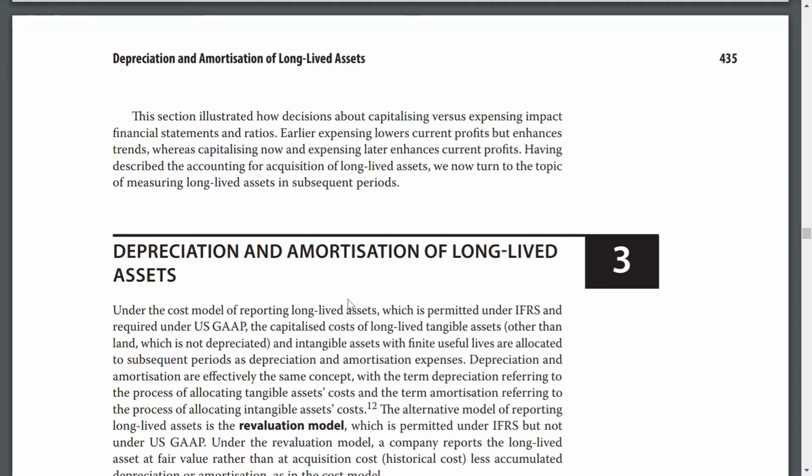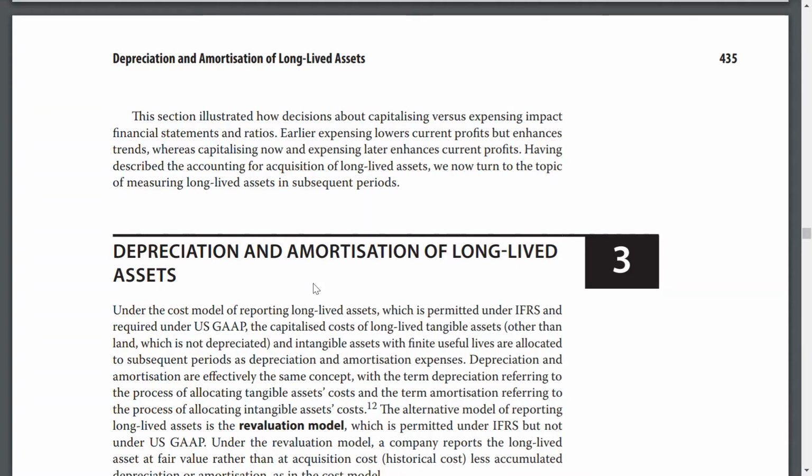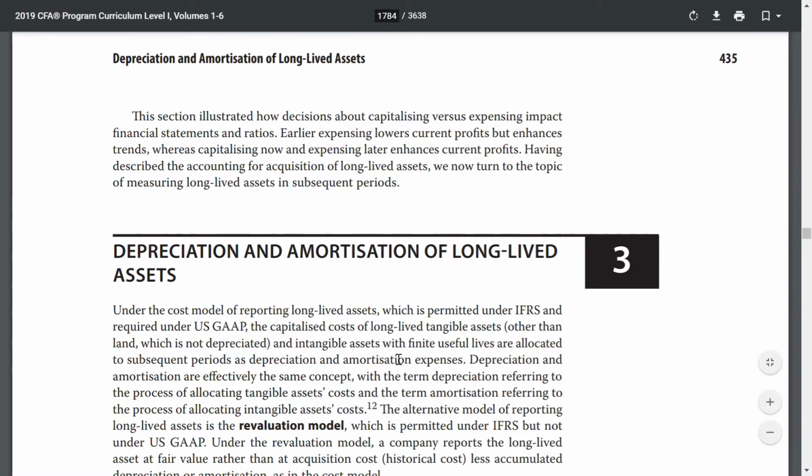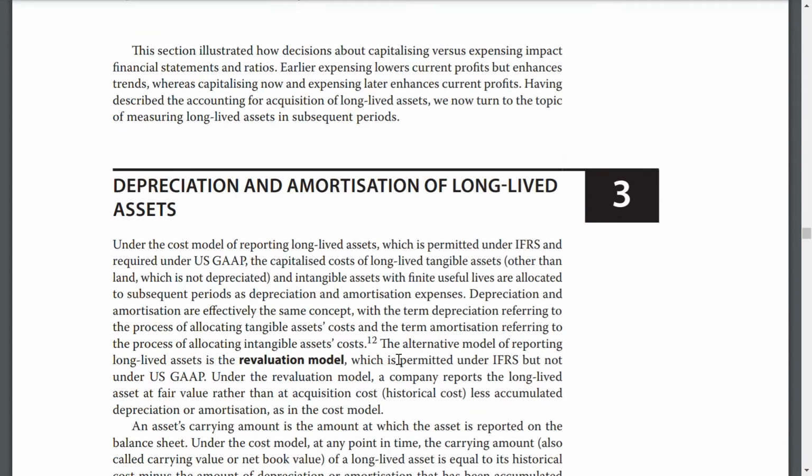Depreciation and amortization of long-lived assets. Under the cost model of reporting long-lived assets, which is permitted under IFRS and required under US GAAP, the capitalized cost of long-lived tangible assets other than land, which is not depreciable, and intangible assets with finite useful lives are allocated to subsequent periods as depreciation and amortization expenses. Depreciation and amortization are effectively the same concept, with the term depreciation referring to the process of allocating tangible asset costs, and the term amortization referring to the process of allocating intangible asset costs.